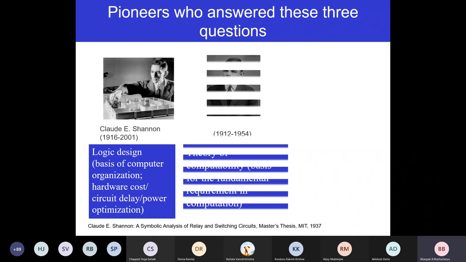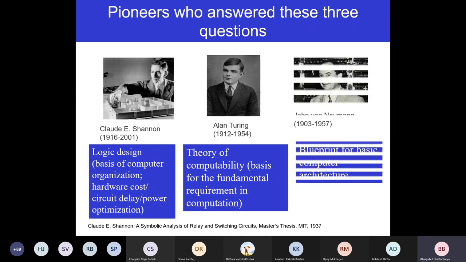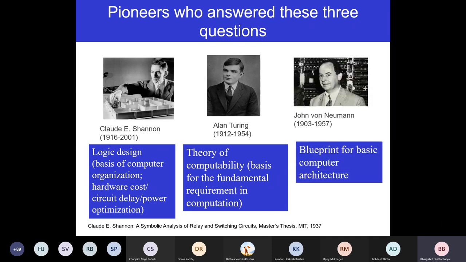The second question, the issue of computability, was answered by Alan Turing, who introduced what is known as the theory of computability, that provides the basis for the fundamental requirement in computation. And the third question, concerning the structure or the architecture of the machine, was answered by John von Neumann. You have heard about von Neumann architecture. We will discuss that. He introduced what is known as the blueprint of basic computer architecture.